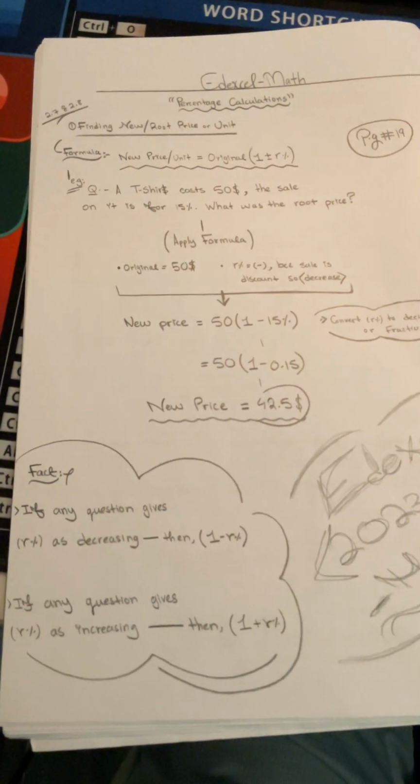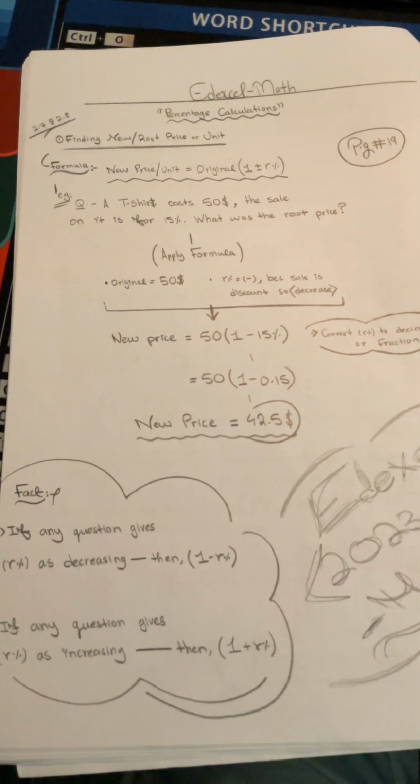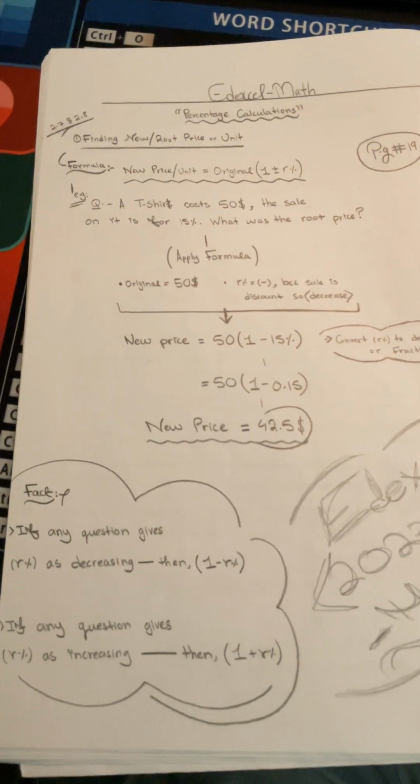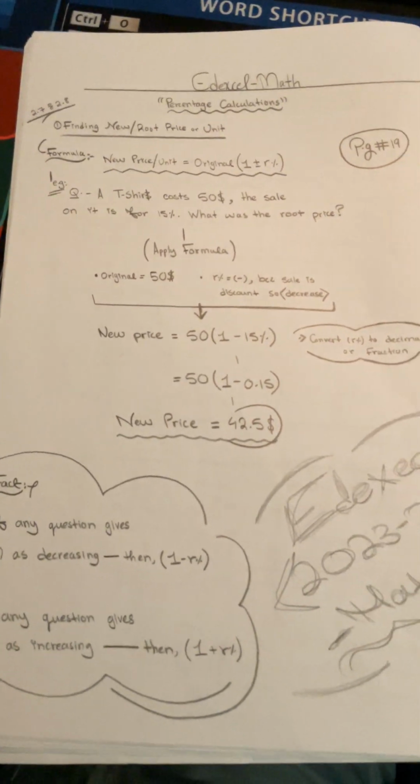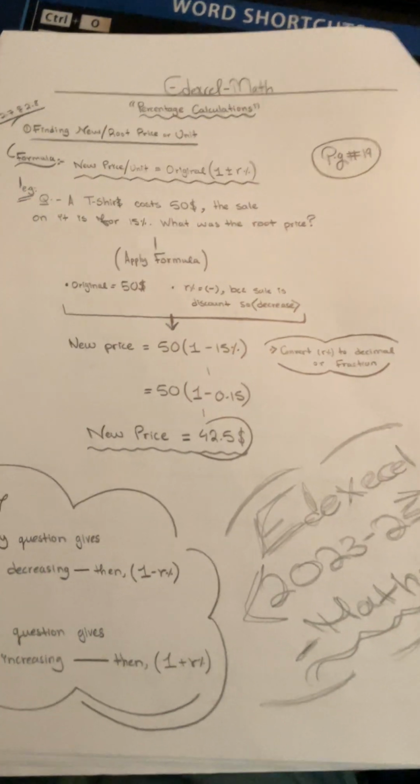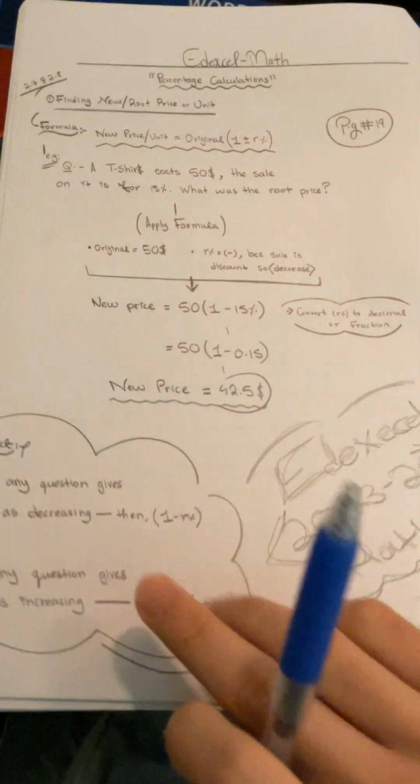A short fact: if any question gives the r percentage as a decrease, that is 1 minus r percent. If it gives the r percentage as an increase, it is 1 plus the r percentage rate.